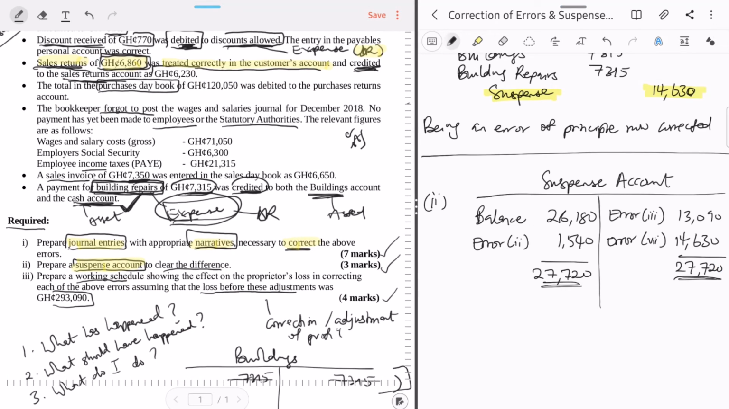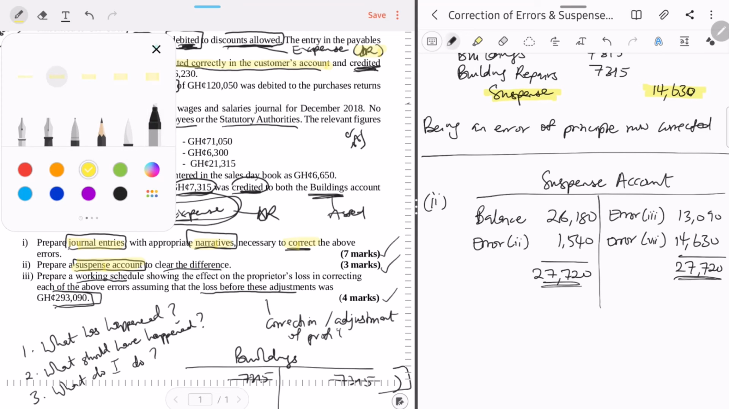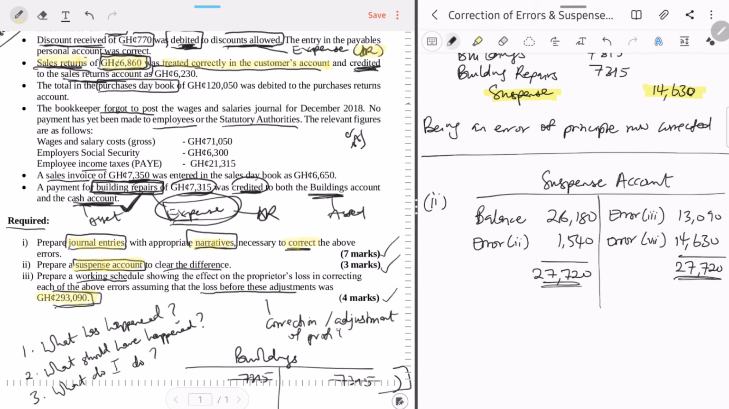All right, the final one is to prepare a working schedule showing the effect on the proprietor's loss in correcting each of the above errors, assuming that the loss before adjustment was 29,030. So typically, most questions would have told you the company made a profit and you're required to determine the effect the errors and their correction will have on the profit. But here we have a loss. Nothing will change. I'll show you how to treat this.